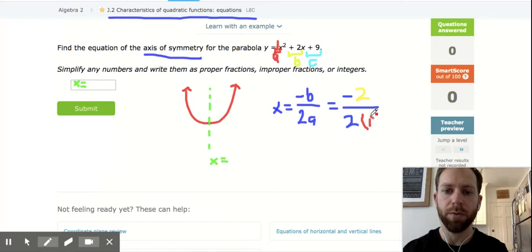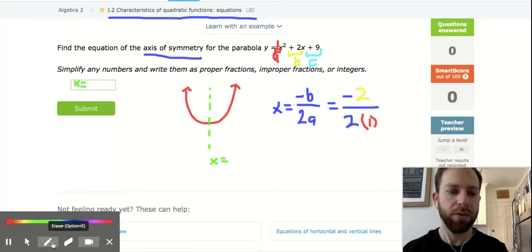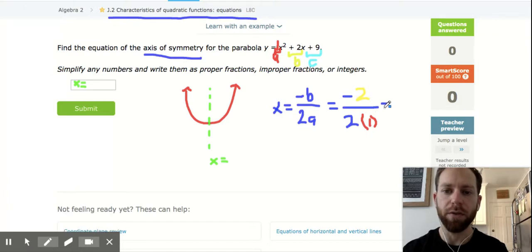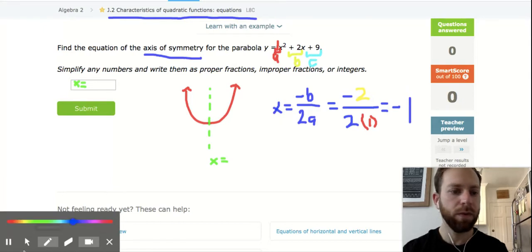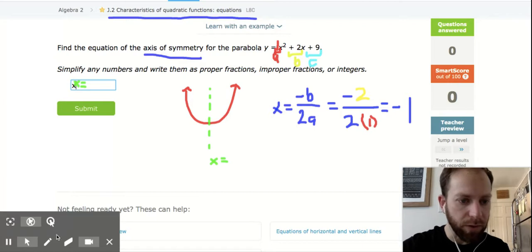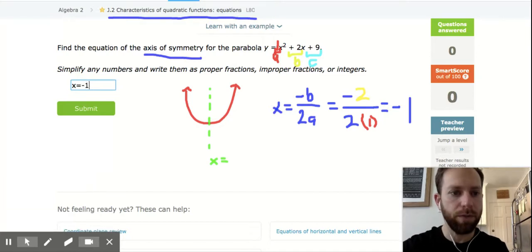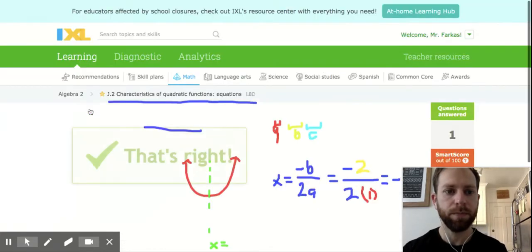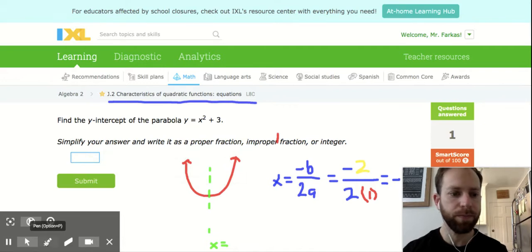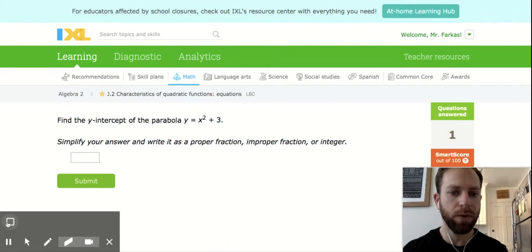So if we simplify all of this, let's see, negative 2 divided by 2 times 1. Well, 2 times 1 is just 2. So that's negative 2 over 2, or negative 1. So we would go ahead and write here, x. Here, let me erase this so that you can see it. X equals negative 1. Nice. Okay, let's clear the screen.